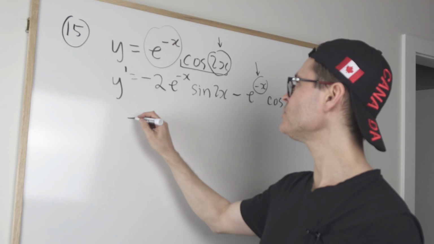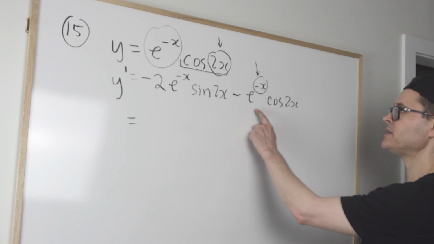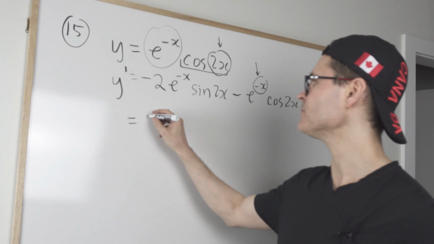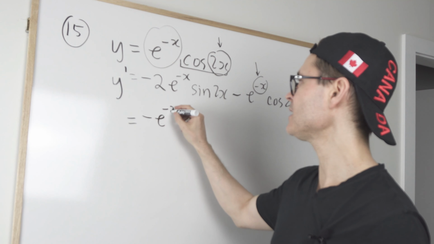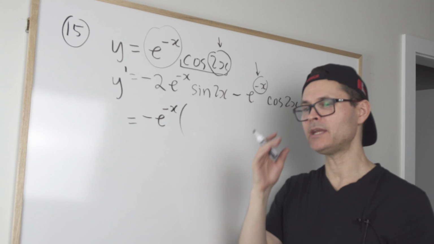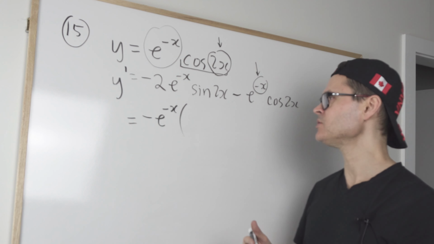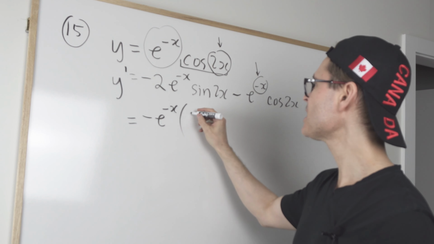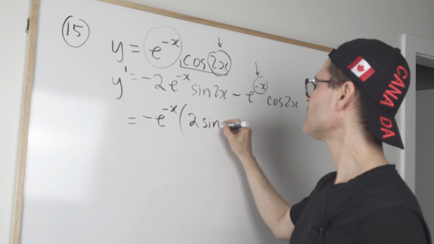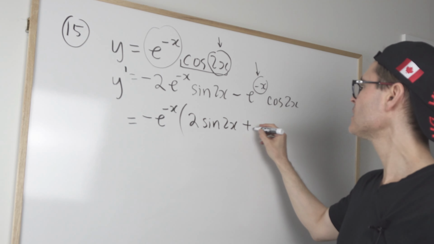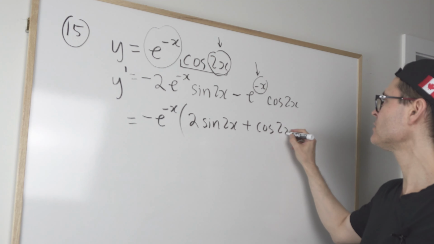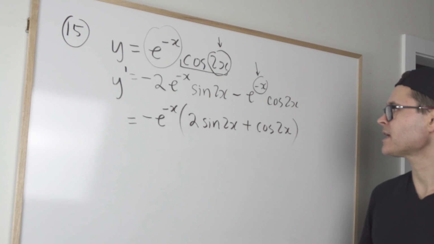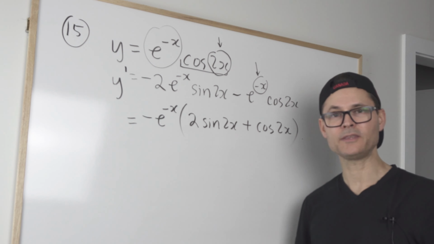Okay, and then also notice that I can take out an e to the negative x. I'll even take a negative e to the negative x. It's good to get into the habit of factoring because usually you have to do that for most of the reasons why you take derivatives in the first place. So 2 sine 2x plus cosine 2x, and I think I'll just leave it right there.